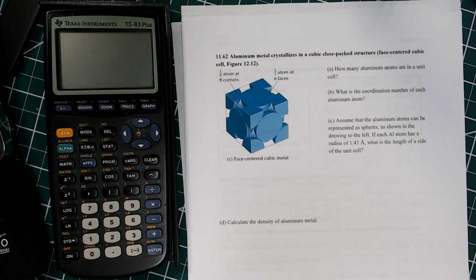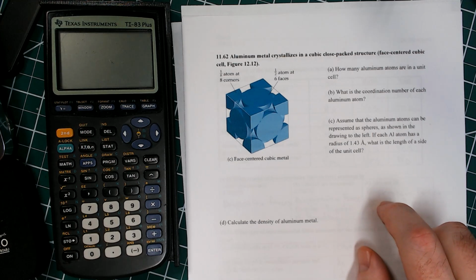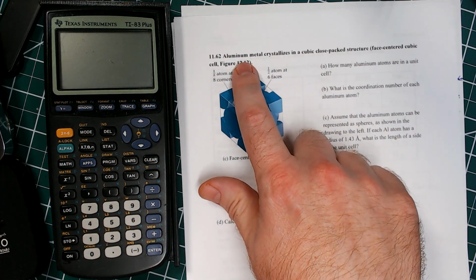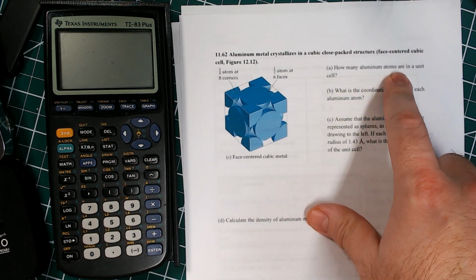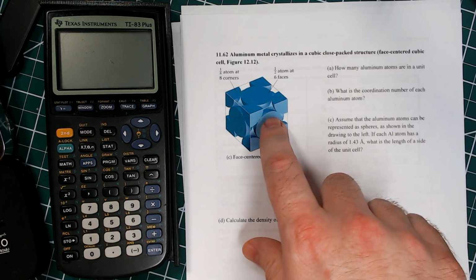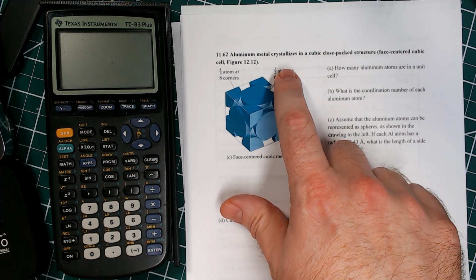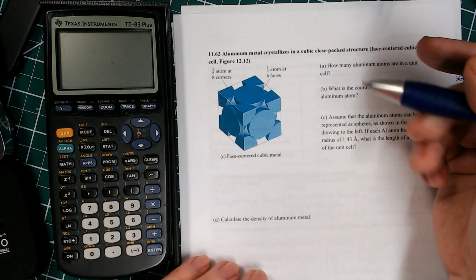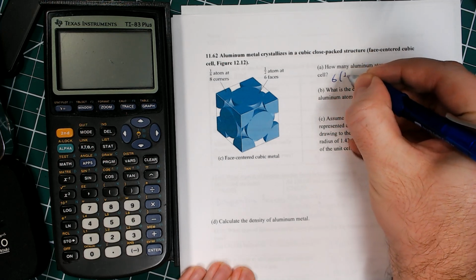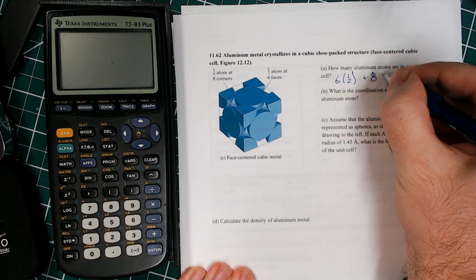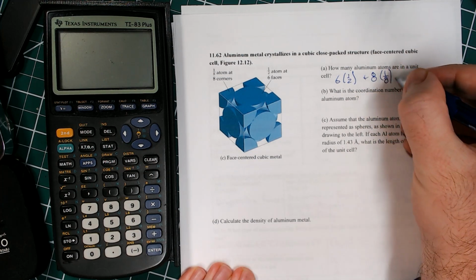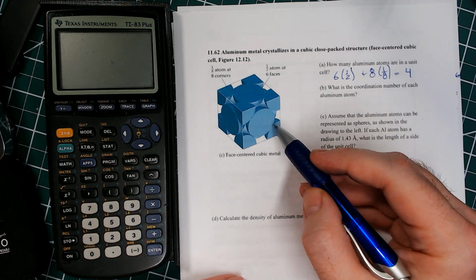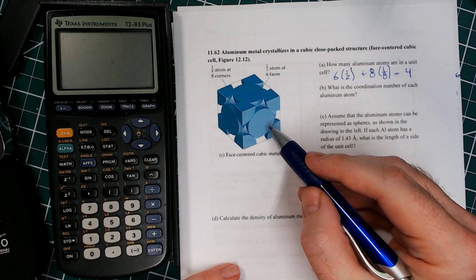So now what we want to do is we've got a face-centered cubic for aluminum metal. How many aluminum atoms are within a unit cell? Well, again, if we've got 6 faces times 1/2, that's equal to 3, and 1/8 times 8, that is equal to 1. So 6 times 1/2 plus 8 times 1/8, that comes out to 4. So there are 4 net aluminum atoms within a unit cell of a face-centered cubic.